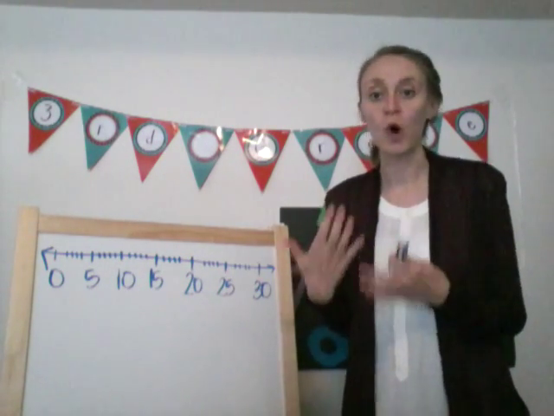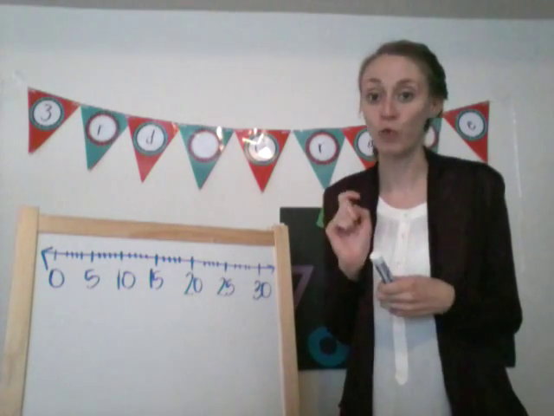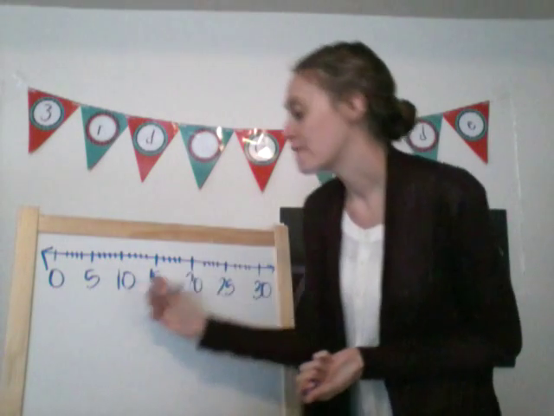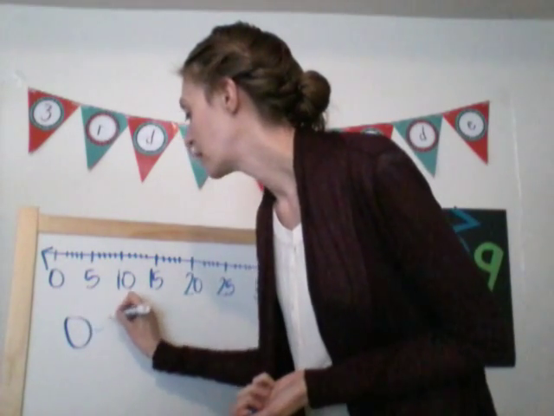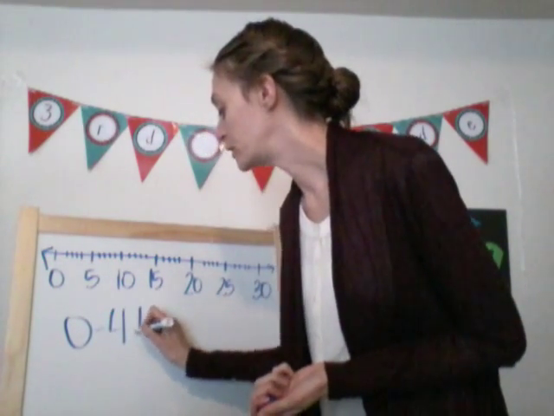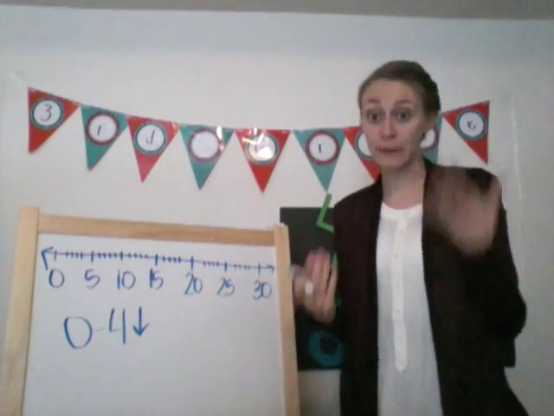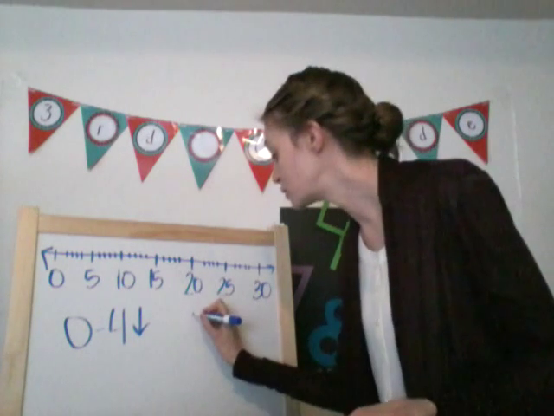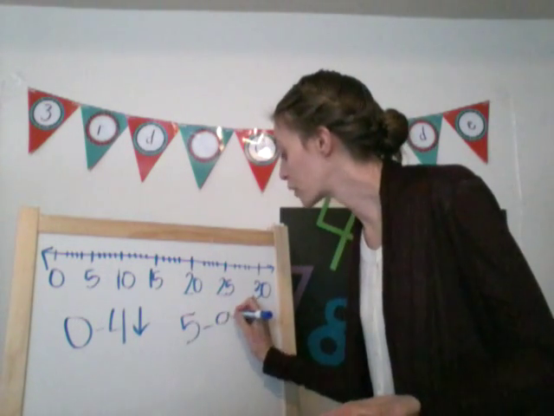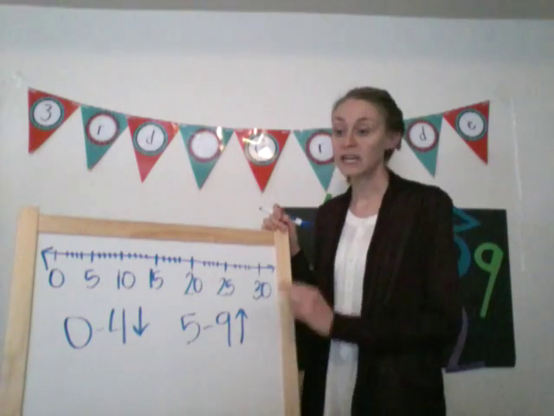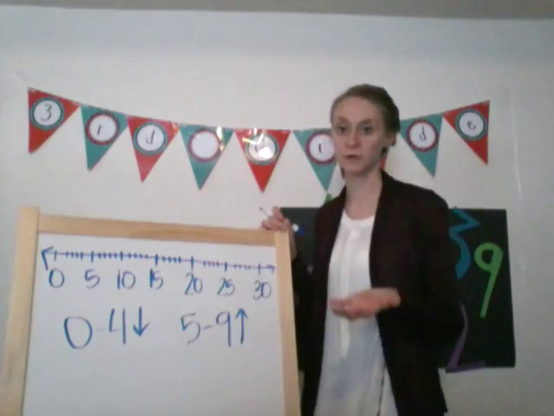Now with rounding, we're always going to look at the number in the ones place. And if that number is anywhere from 0 to 4, we're going to round it down. Okay? If the number in the ones place is anywhere between 5 to 9, we are going to round it up. Now I have this number line here, and that's what we're going to use today.